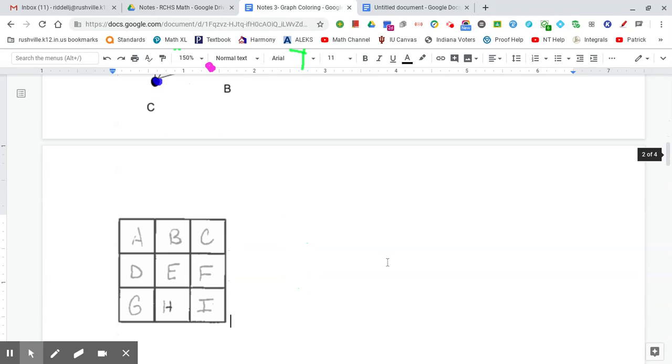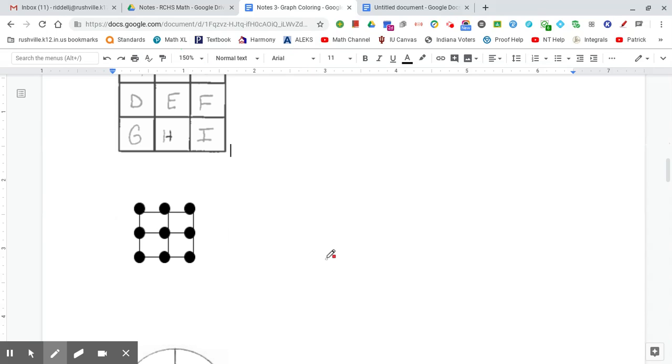Let's do another one. All right, so here's a new map. Okay, pause the video, try to do this on your own, and see what the chromatic number is going to be. All right, so here's what my graph looks like. Again, it doesn't have to look identical to this. I suggest that you try to keep the vertices in the same location, but again, that doesn't have to be the case.